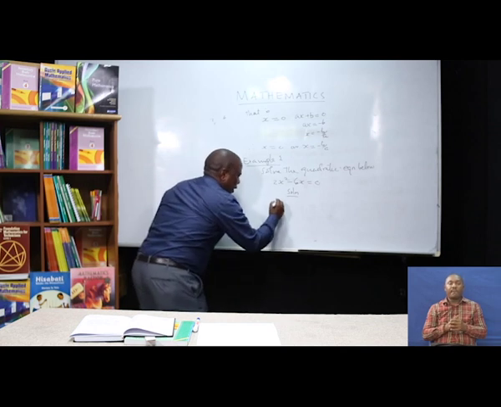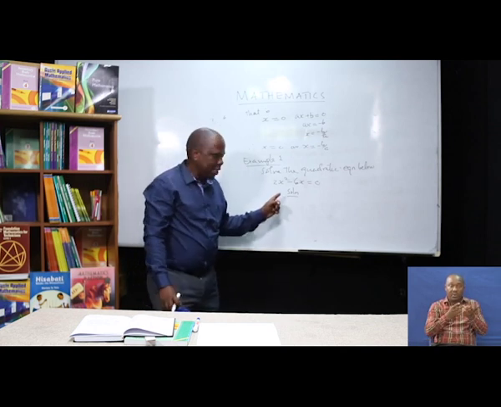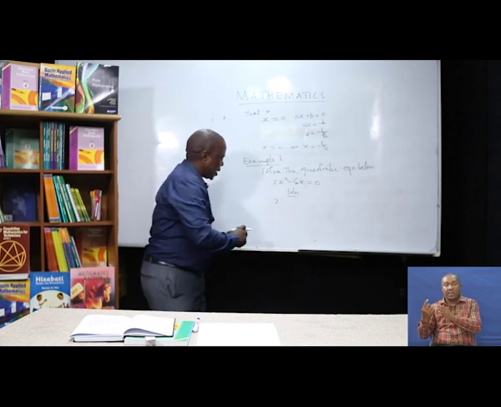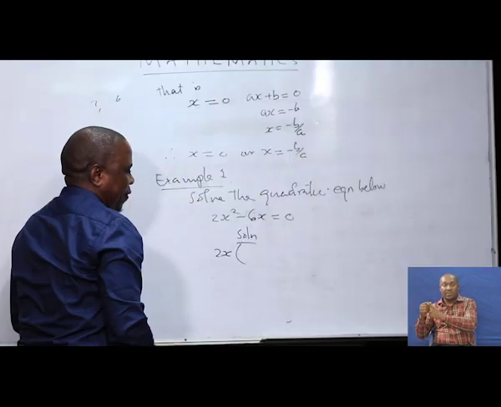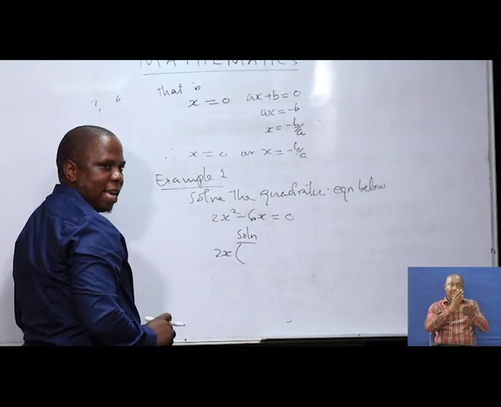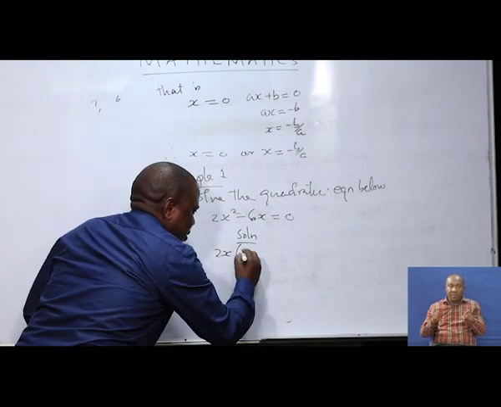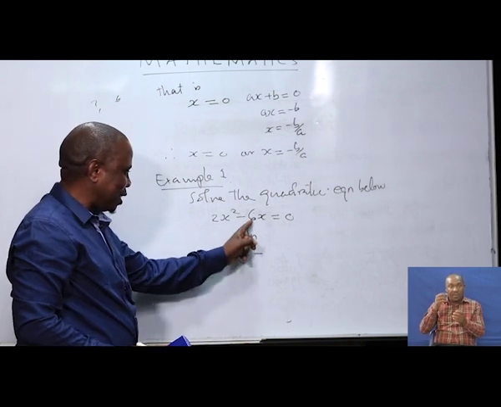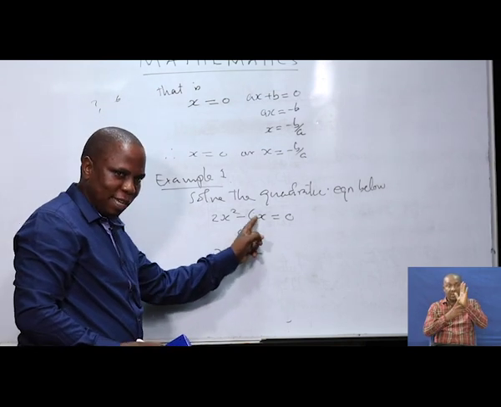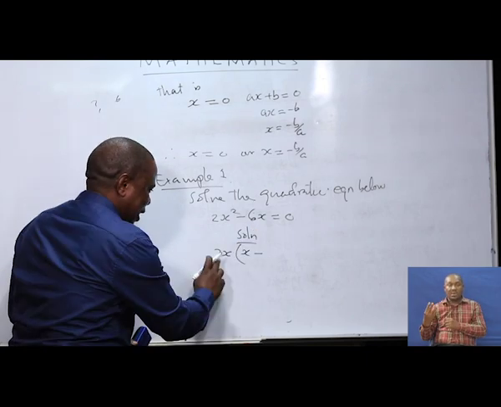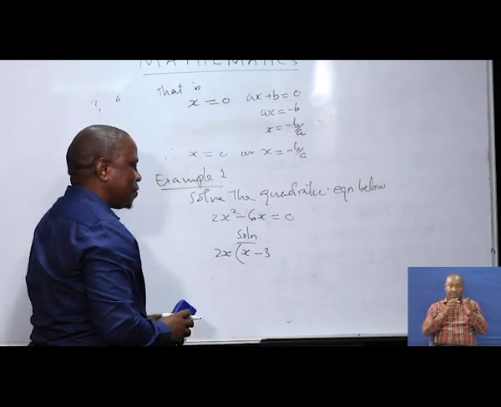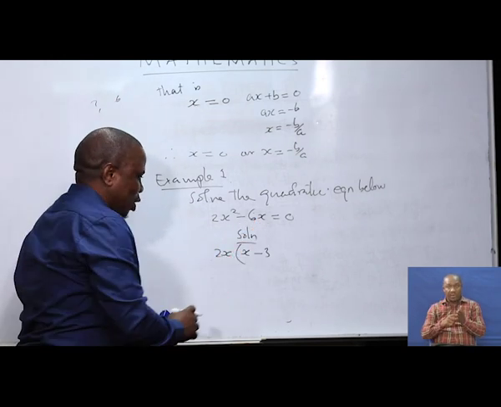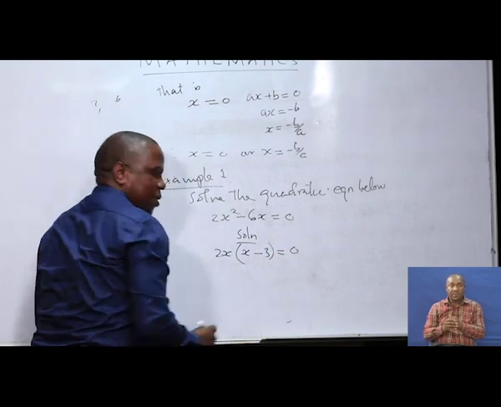So 2 is a common factor. But there is also x, which is found in the first term, and also in the second term. So x is also common. So take 2x out. If I take 2x out, what will I remain with here? I remain with x minus, you have taken 2 here. Mind you, when you are taking it out, it's the same as dividing. If you divide 6x by 2x, this will be 3, because the x has cancelled. So I have remained with this one. This is equal to 0.